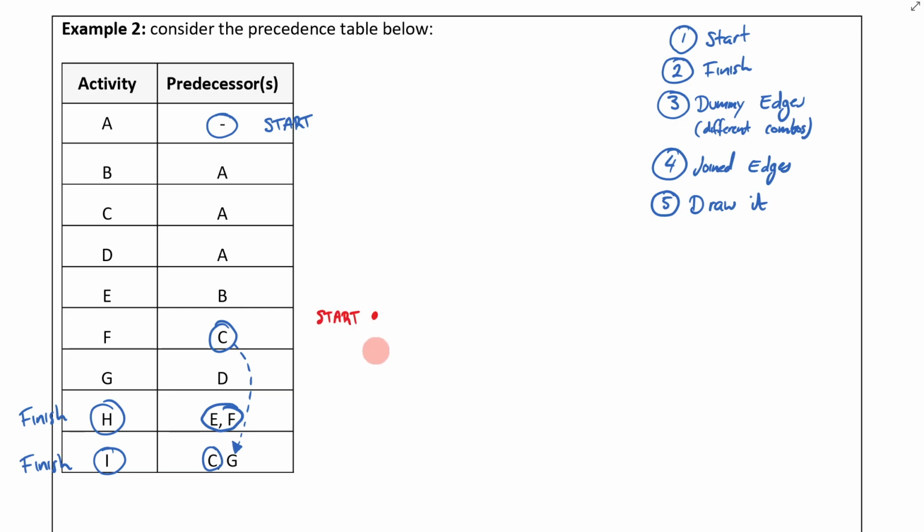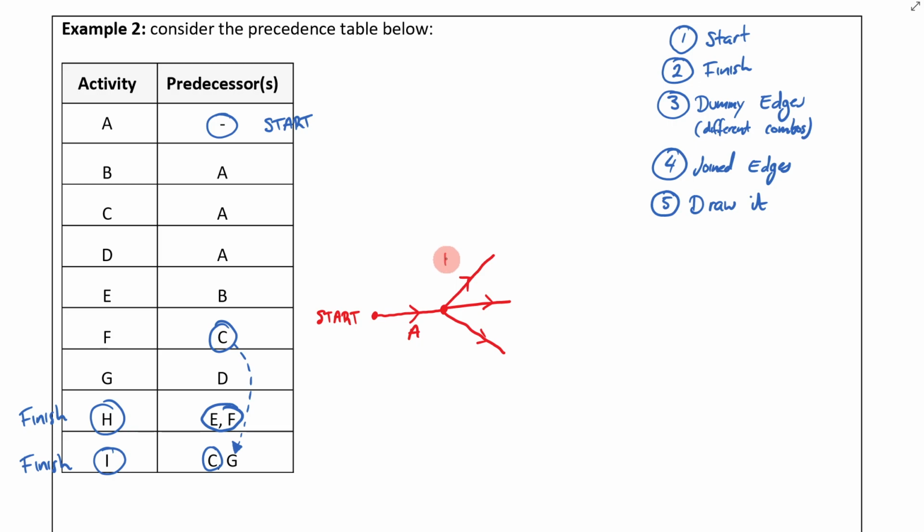Okay, and I know that only A comes off my start point because it's the only one without a predecessor. So I'm going to draw A. Okay, the next thing that I've got is B, C, and D, all of which have A as a predecessor. So I'm going to come here and I'm going to go B, C, D.